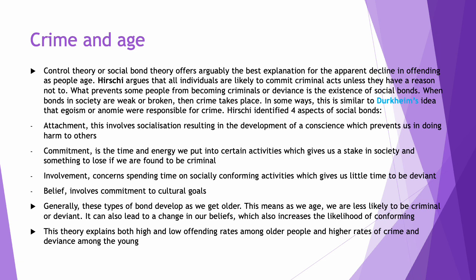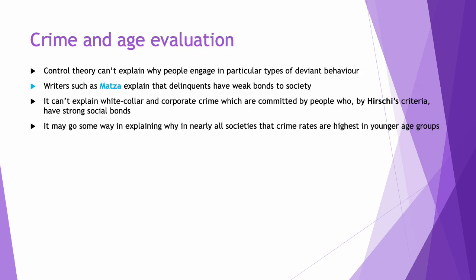Hirschi identified 4 aspects of social bonds: attachment, commitment, involvement, and belief. Generally, these types of bonds develop as we get older. This means as we age, we're less likely to be criminal or deviant. It can also lead to a change in our beliefs, which also increases the likelihood of conforming. This theory explains both high and low offending rates among older people and higher rates of crime and deviance amongst the young.